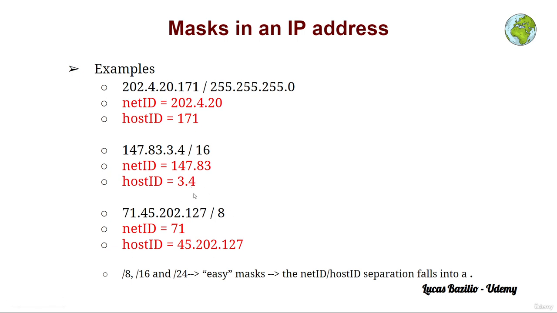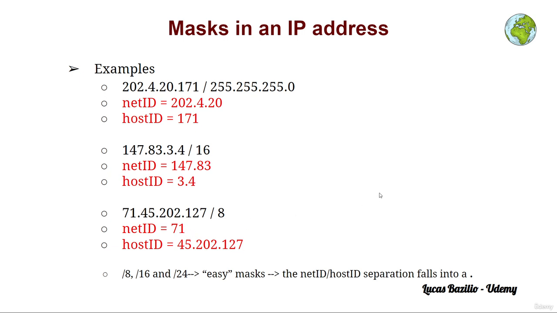Finally, let's study the last example. Here we have this IP address also with 32 bits: 71, 45, 202, and 827. Now we select a mask of only 8 bits. So here we are only selecting the first 8 digits in binary to be the net ID. Therefore, if each decimal value here is 8 bits, we are only going to select the first one, the 71. So here the net ID will only be 71, and the host ID the remainder of this IP address, so 45, 202, and 827.